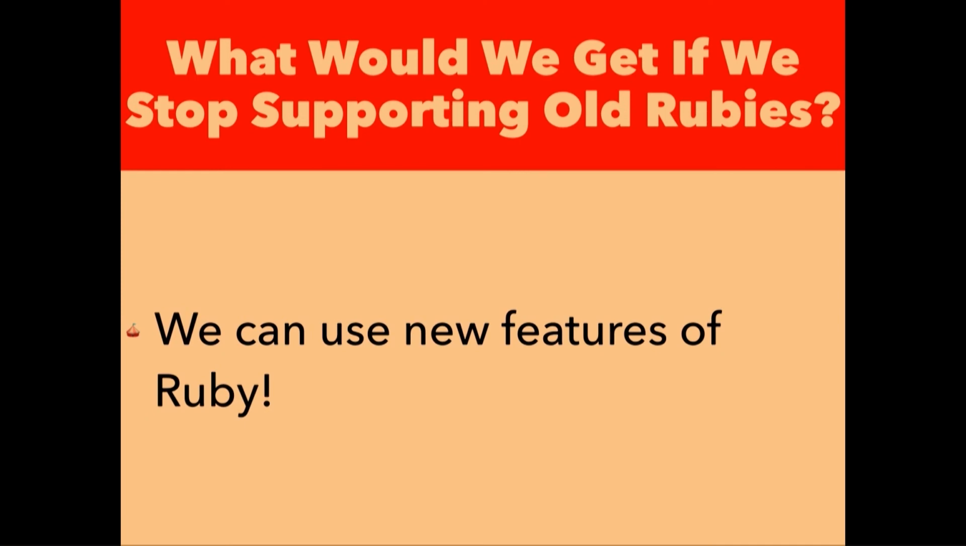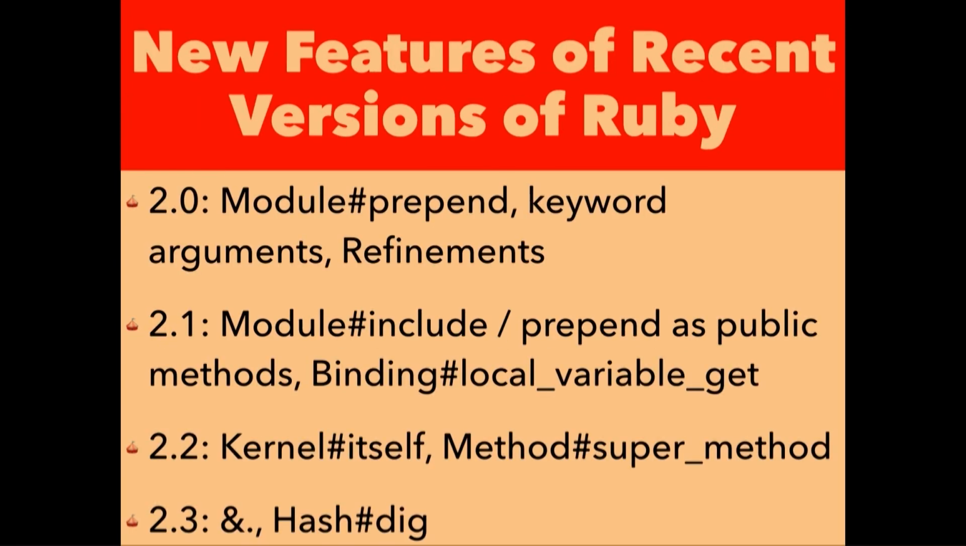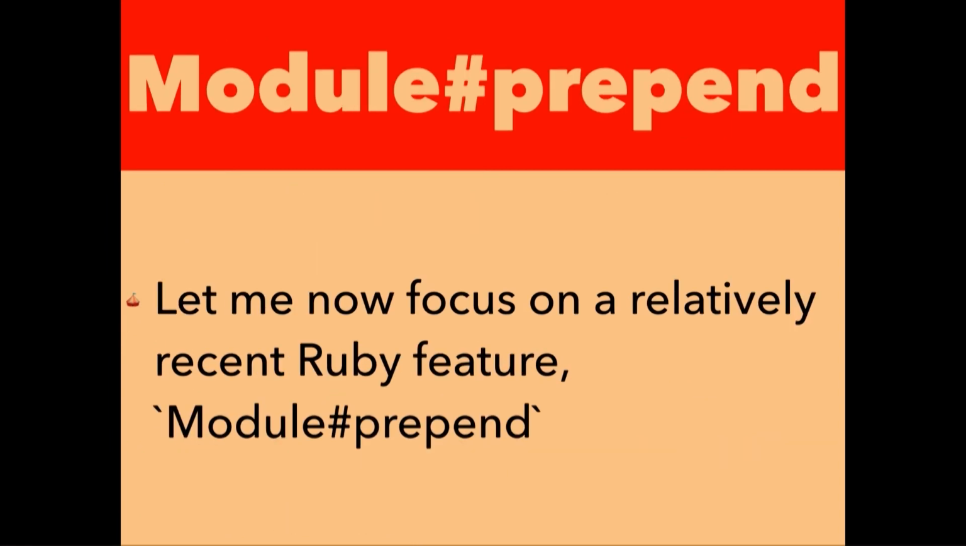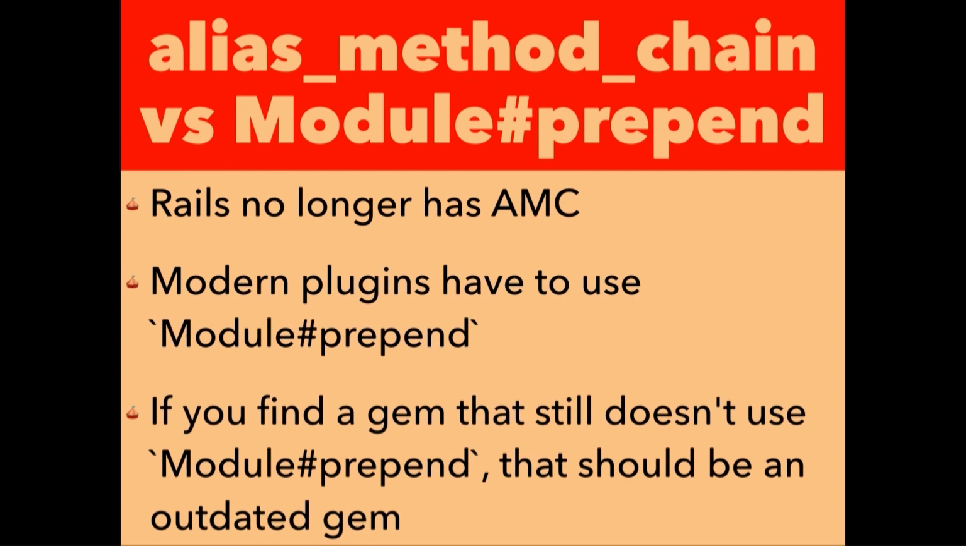So what will we get if we stop supporting old Rubies? We can use new features of Ruby, for example these ones: module prepend, keyword arguments, refinements, module include as public methods, Kernel itself, super method, hash dig. Let me now focus on a relatively recent Ruby feature called module prepend. It's an alternative to alias method chain in Rails, but we've just removed alias method chain from Rails. So we're encouraging everyone to use module prepend instead.